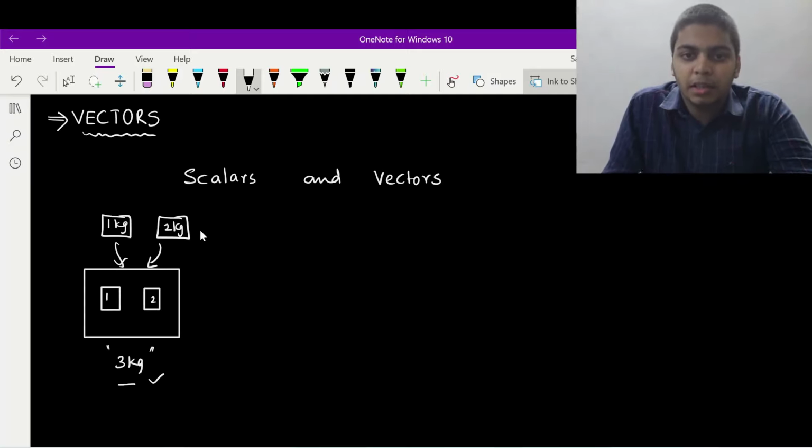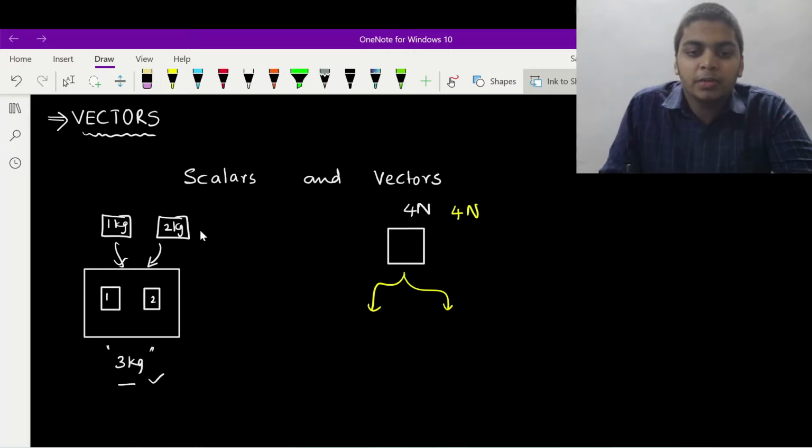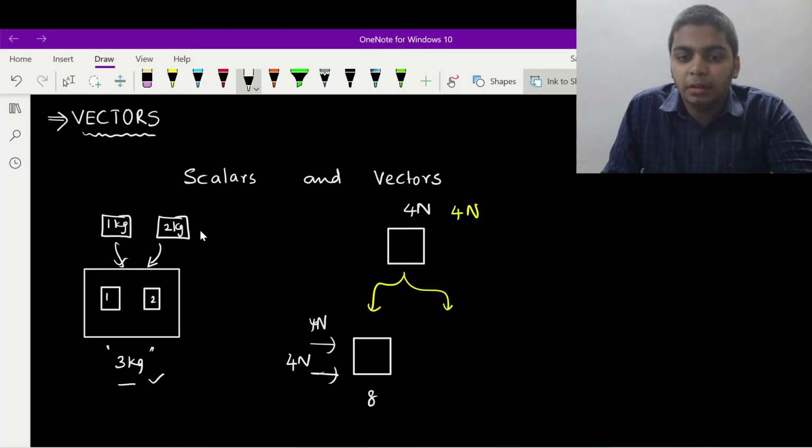Now let us take a different case where I'll be having a block, and I'm going to apply a 4 Newton force on it. Simultaneously my friend will be applying another 4 Newton force on it. So now what is the net force on the system? Here we'll be getting into two cases, because I said I'll be applying 4 Newton force, but I didn't say in which direction. Let us say in the first case my friend and I apply the 4 Newton force in the same direction. This is by me and this is by my friend. So the net force on this block is 8 Newton, right?